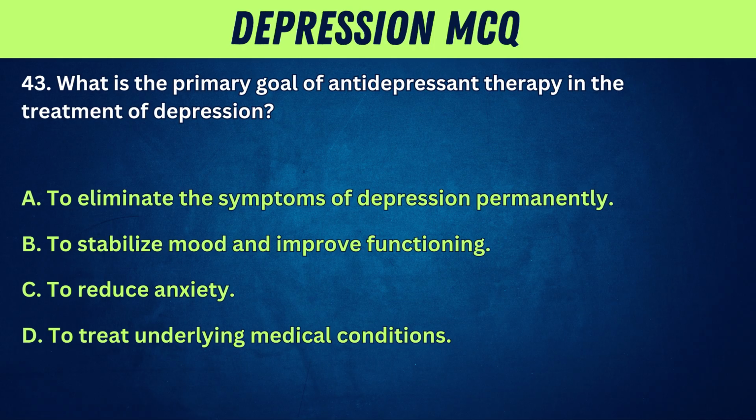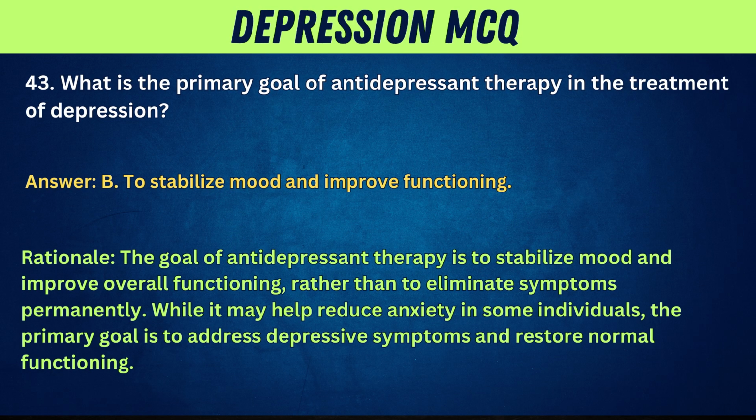What is the primary goal of antidepressant therapy in the treatment of depression? A. To eliminate the symptoms of depression permanently. B. To stabilize mood and improve functioning. C. To reduce anxiety. D. To treat underlying medical conditions. Answer: B. To stabilize mood and improve functioning.